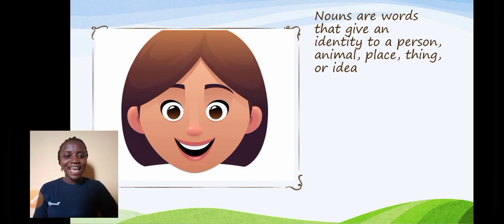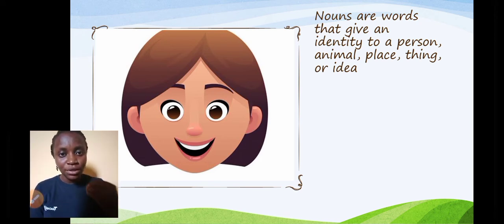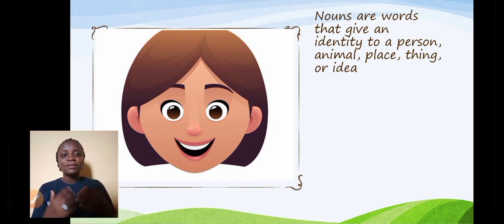Nouns. Nouns are words that give an identity to a person, an animal, a place, a thing, an idea, a situation, a concept, a notion, whatever. Whatever word, when a word is used to give an identity to something, that word acts as a noun in that sentence, in that statement.